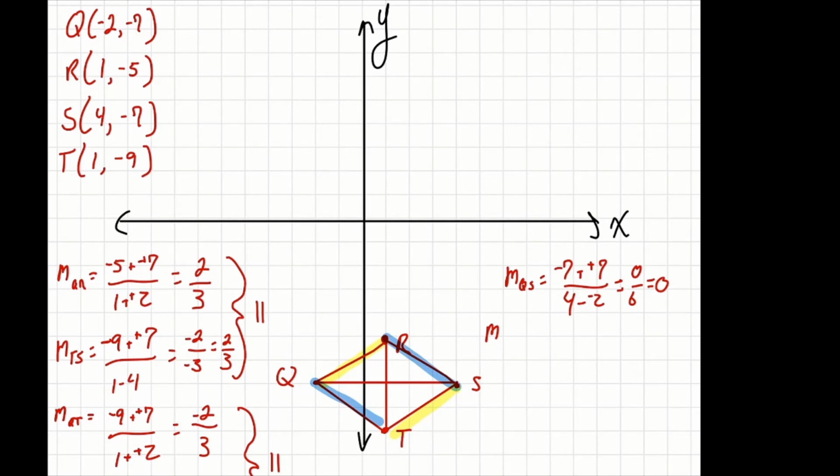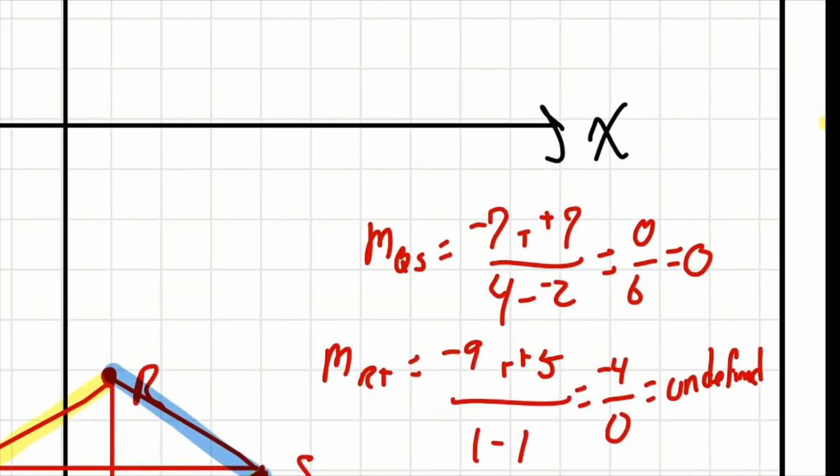So the slope of RT is -9 minus -5 over 1 minus 1. And you get -4 over 0, which we get that 0 in the denominator, so we get undefined. I know I'm trying to squeeze it in right here, but I am going to try to bracket these off, and I'm going to put a perpendicular symbol in there, because these are negative reciprocals.